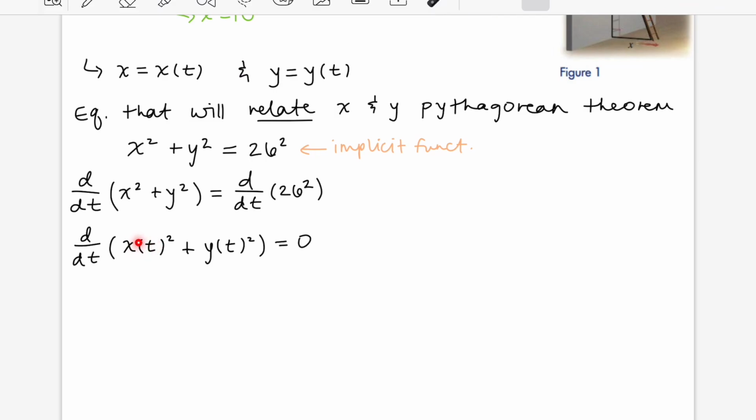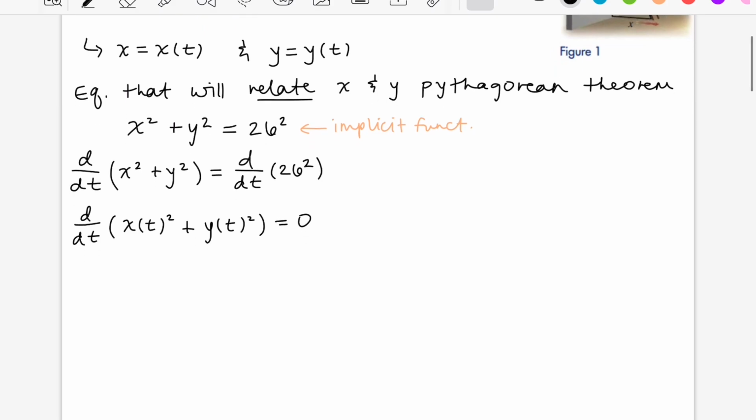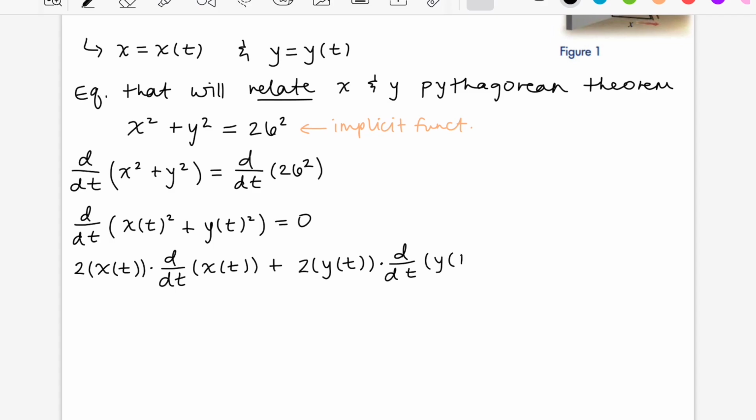And so since we have a function of t inside of a power function, and we're going to differentiate with respect to t, we have to use the chain rule along with implicit differentiation here. So we're going to have 2 times x of t times the derivative of x of t with respect to t, then plus 2 times y of t times the derivative of y of t with respect to t.